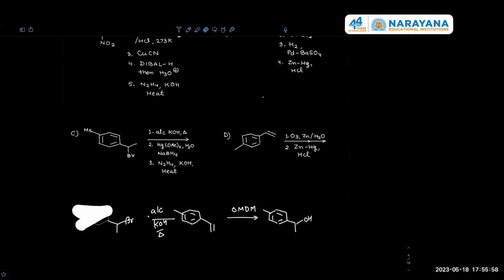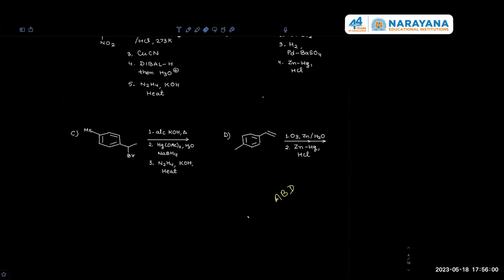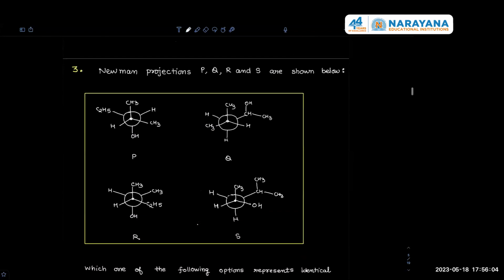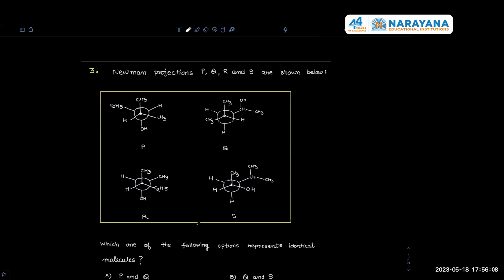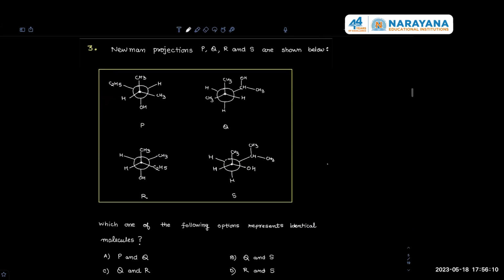Okay, very good. So the answer is ABD. Come to the next question. That kind of question they have already asked. Please see the question first. In this question, they have given some Newman's projection, and they're simply asking which one of the following options represents identical molecules.